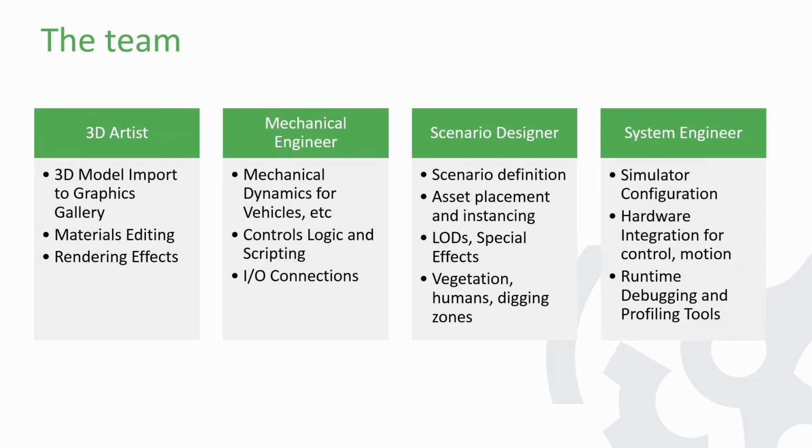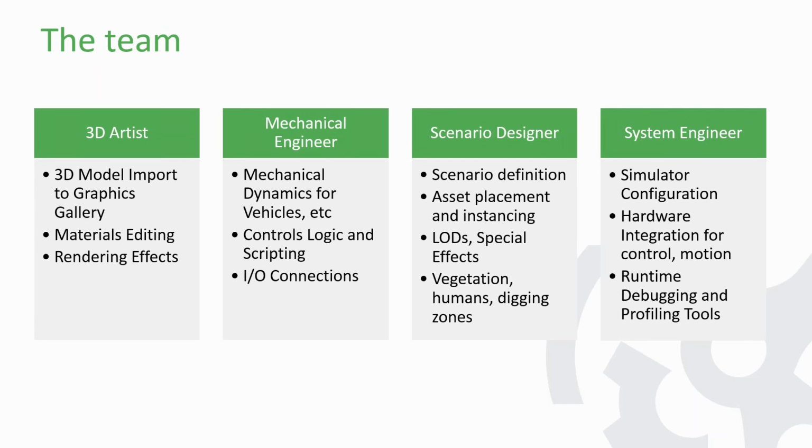And last, the system engineer is responsible for putting together the simulator configuration file and also to integrate the hardware for control and motion. So the simulator hardware that we use at the show both had a motion platform, so it's important to have somebody who makes sure that they run completely. The system engineer also ran some debugging and profiling tools to help us with the optimization of the scene to make sure that we get good performance out of the hardware.